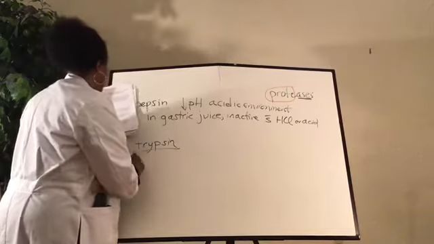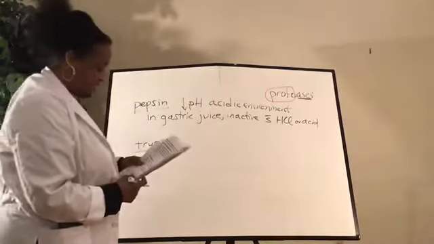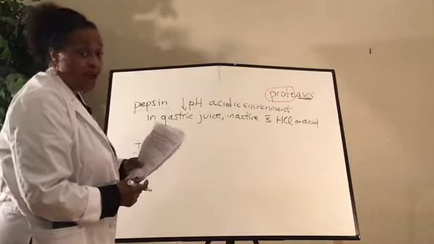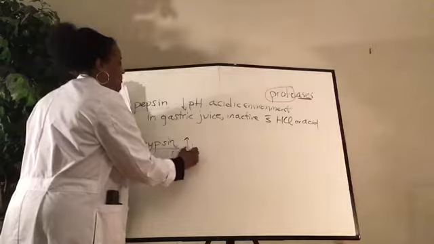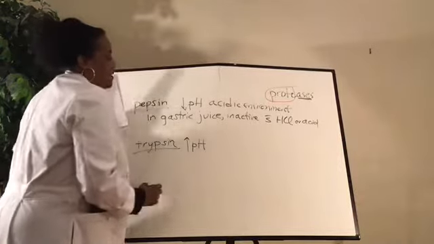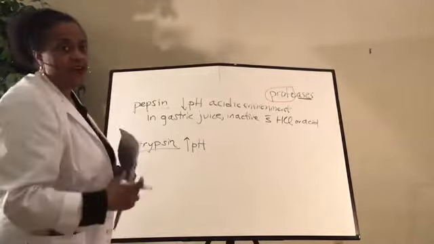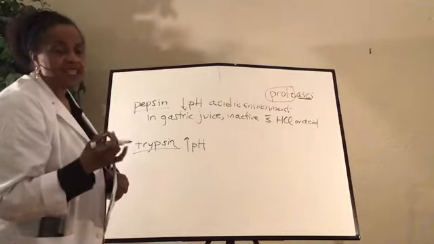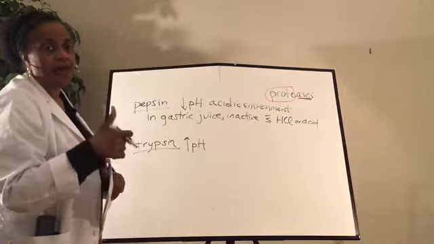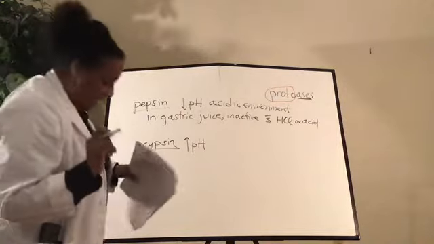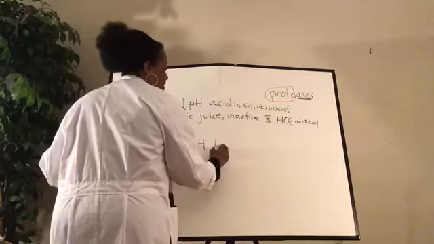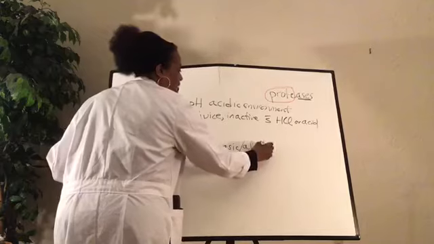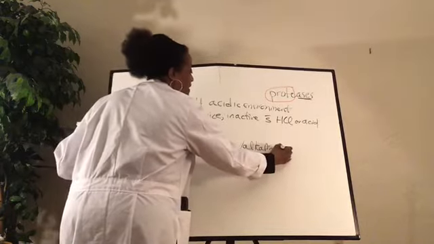Trypsin. Trypsin is another protein digesting enzyme, and it functions optimally in a higher pH range. It likes a high pH range. So if your pH is higher, would you say that's an acidic environment or an alkaline basic environment? You got a high pH. Good. High pH means you're in a basic environment. And you know you can use basic or alkaline, means the same thing.